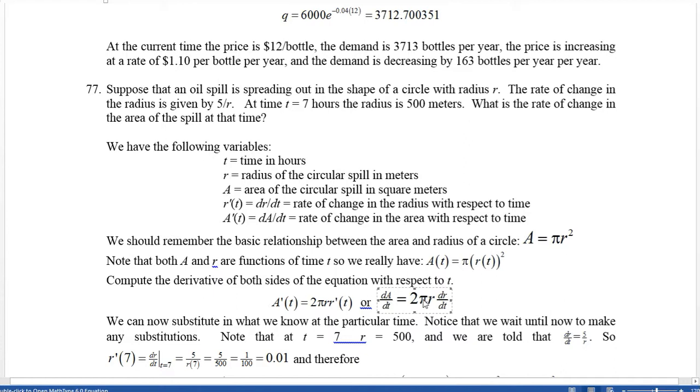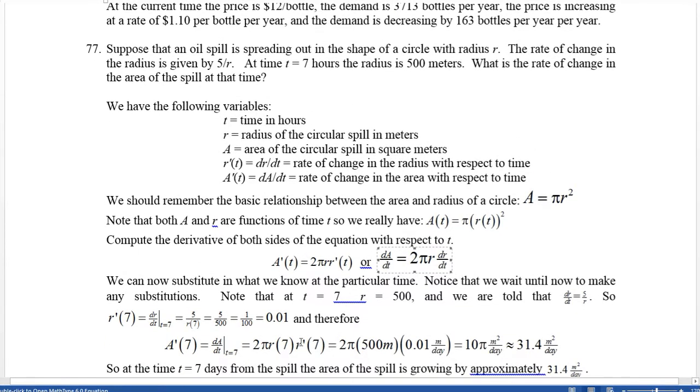Now we can substitute what we know at a particular time. At the particular time t equals 7 hours, the radius is 500. So we can plug in r as 500. And we're told that dr over dt is 5 over r. So 5 over r at that point is 5 over, well, the r is 500. So that's 0.01.